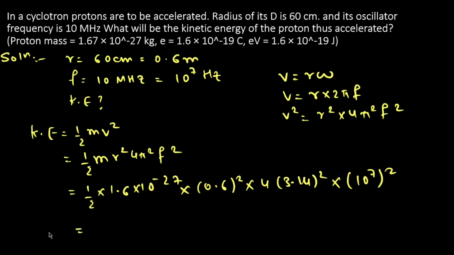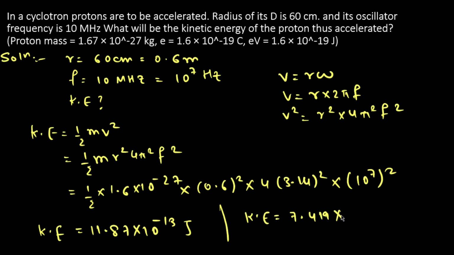So solving this we get kinetic energy to be 11.87 into 10 raised to minus 13 joules. And if you want to convert this kinetic energy into electron volts, divide by 1.6 into 10 raised to minus 19, which will give you kinetic energy to be 7.419 into 10 raised to 6 electron volts, which can be written as 7.419 mega electron volt. So let's look at the next one.